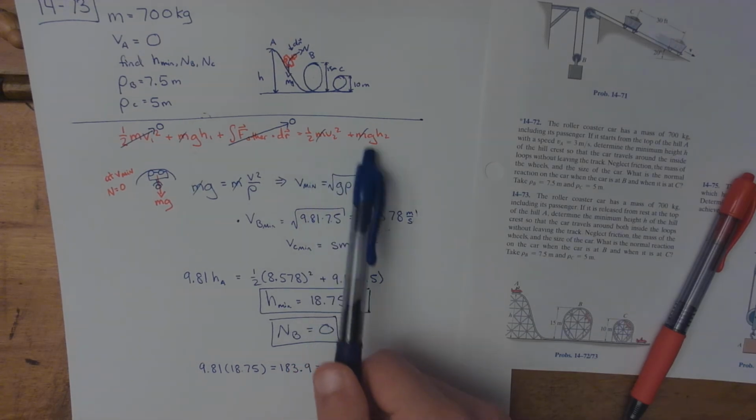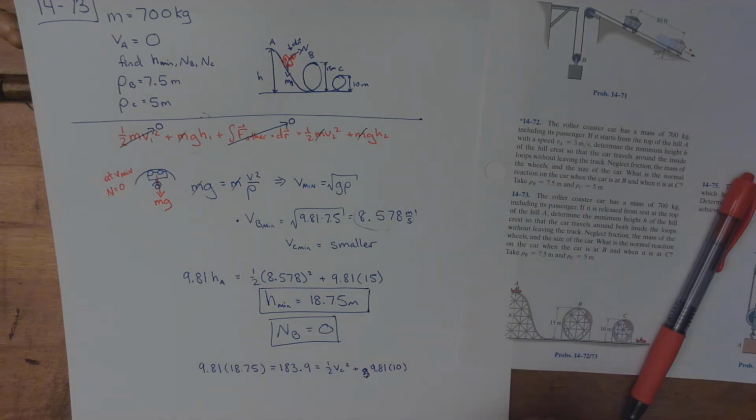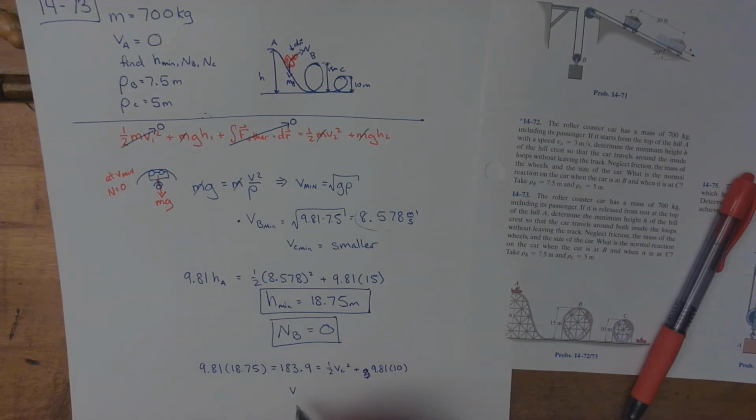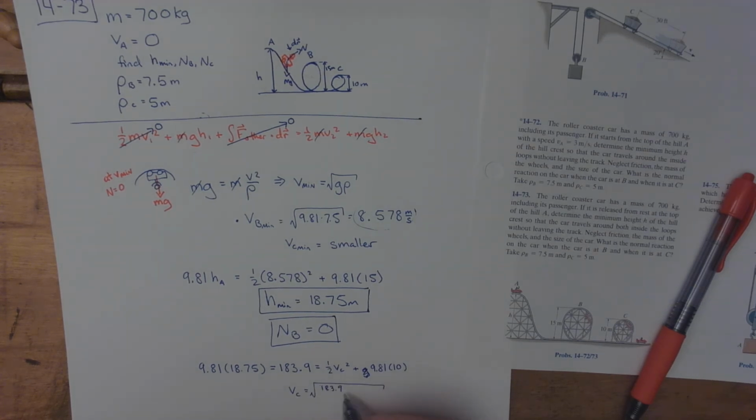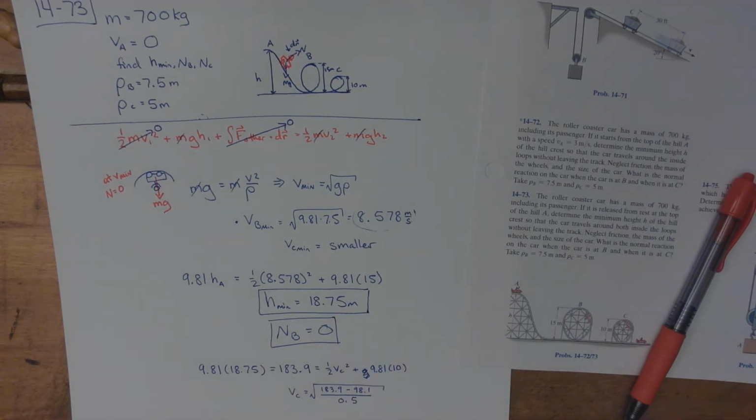Okay, so now we're doing this at point C. So this is 1/2 times the velocity at C squared plus g times the height of loop C, which is, whoops, I guess I want to call that 9.81, times the height of loop C, which is 10. So I have the speed is equal to 183.9 minus 98.1 divided by 1/2. I could have said multiplied by 2. And then take the square root, and we get 13.1.